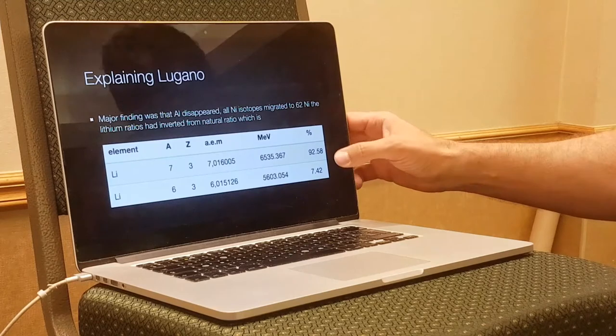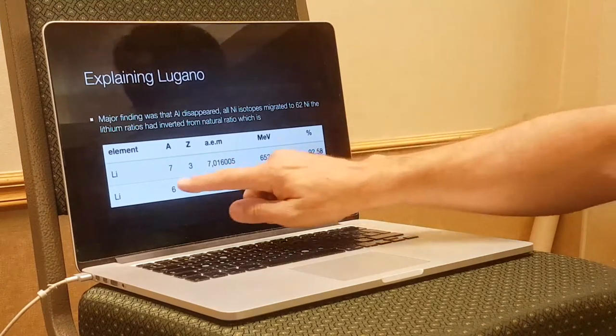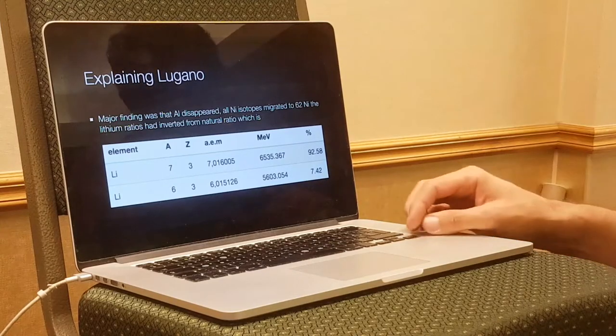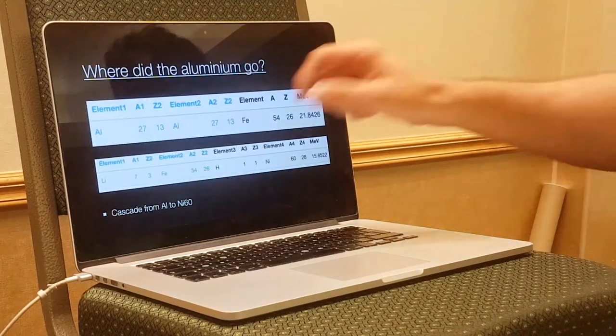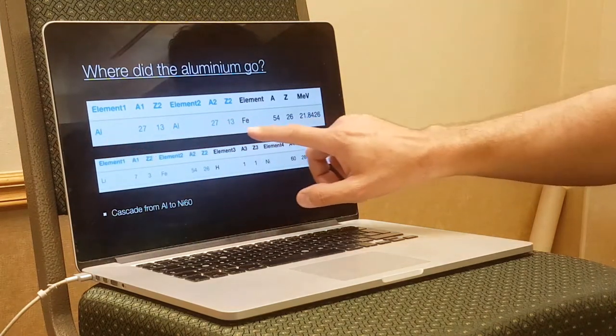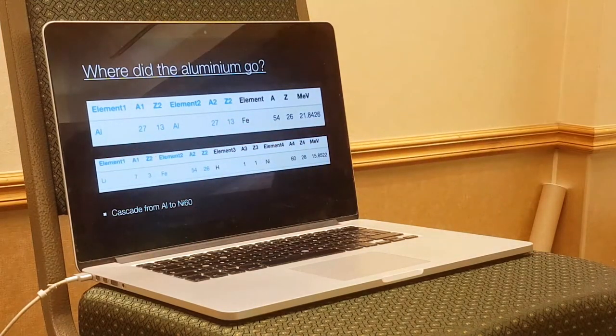The natural ratio of lithium is basically 93% lithium 7, and 7.4% lithium 6. So your aluminium, aluminum for you guys, 227s go to iron 54. That is what's going on in this. So LENR is occurring in this.